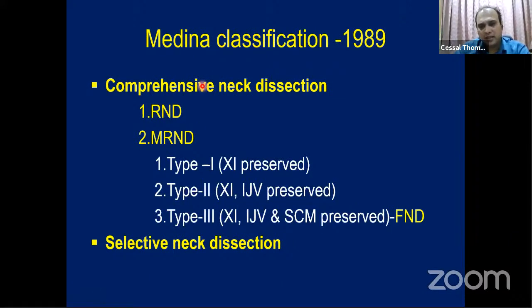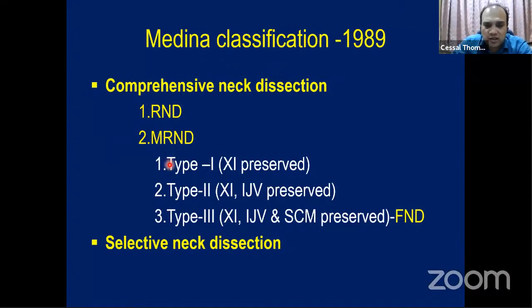There are two classifications for neck dissection. One is the Medina classification, which was published in 1989. It considers comprehensive neck dissection and selective neck dissection. The comprehensive neck dissection includes a radical neck dissection, which was the standard earlier. Now we consider MRND. MRND means modified radical neck dissection.